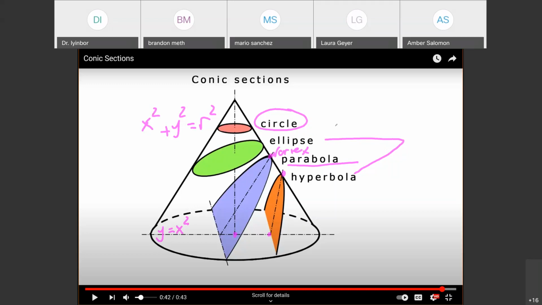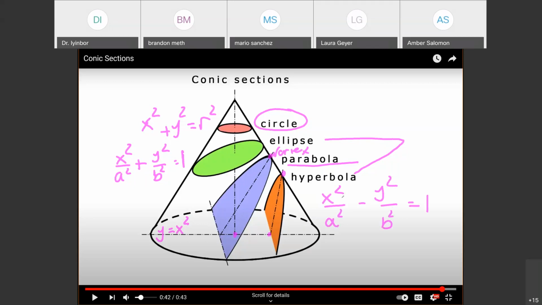The ellipse has equation, for example, x squared over a squared plus y squared over b squared equals 1. So this is the equation of ellipse. You have x squared with plus in the middle and y squared. And hyperbola has the same equation as ellipse, but with minus in the middle. So it's going to be x squared over a squared minus y squared over b squared equals 1.